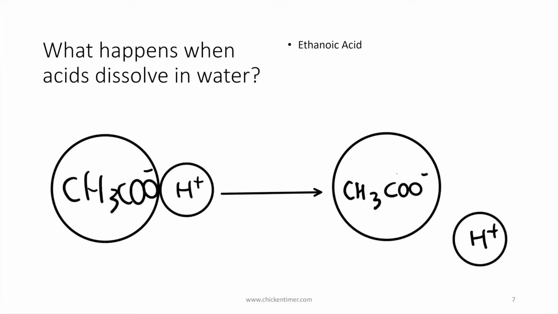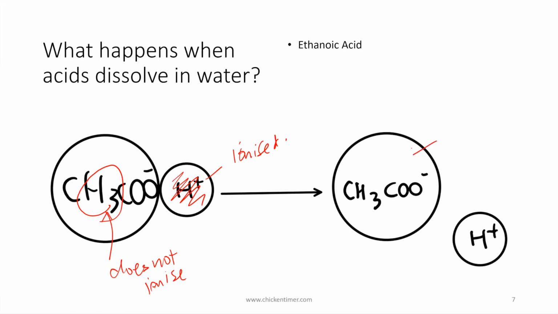Then if you have ethanoic acid, it breaks up in a special manner. Only one hydrogen gets ionized. The rest of the 3 hydrogens stay inside, so they do not ionize. So it becomes separate like that. All of them will produce hydrogen ions.